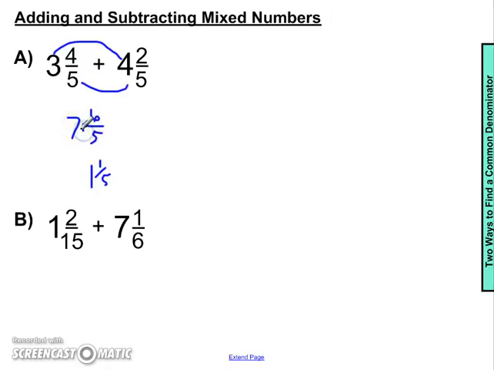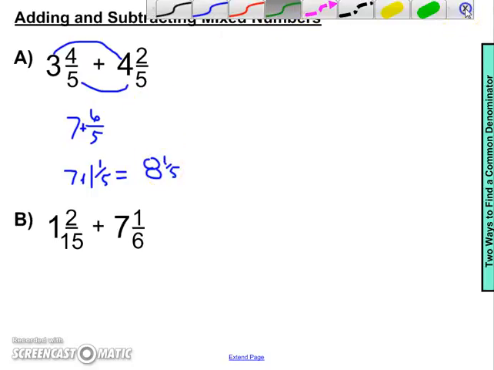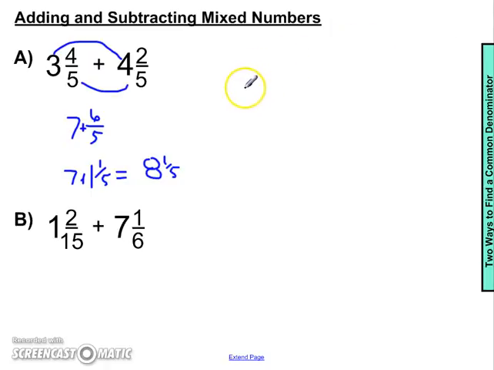Remember, this is add, going back to what mixed numbers are. So I have 7 plus 1 1/5. Well, 7 plus 1 is 8, 8 1/5. Okay, so that's one of the ways that I can deal with adding these together. The other way, and again, this depends on how you want to deal with it, is I could change both of these to improper fractions. And I'm going to do that over here.